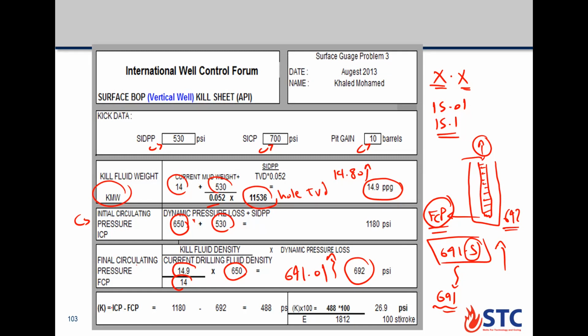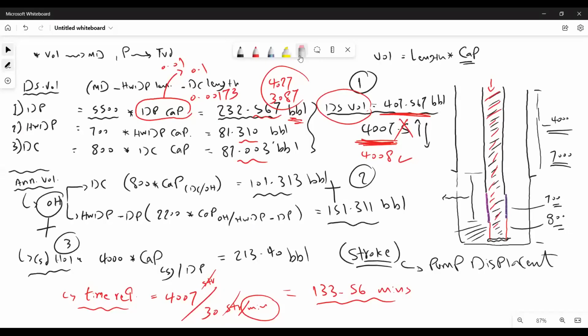Then here we calculate something called pressure drop. You need to take ICP minus FCP. Let's discuss this point. If we have, for example, our drill pipe like this, and we're going to pump kill mud weight. So let's go ahead with the whiteboard.